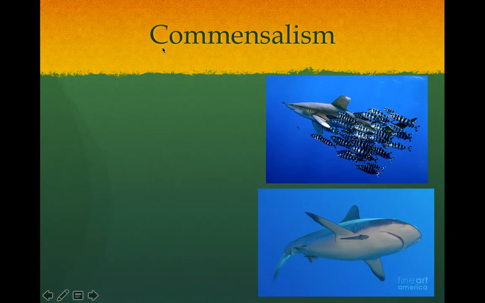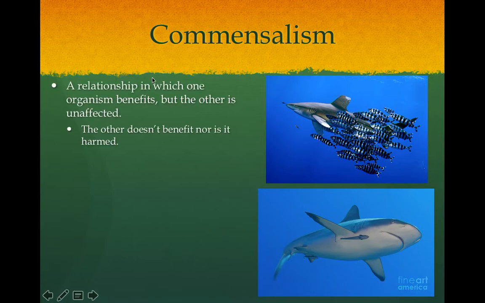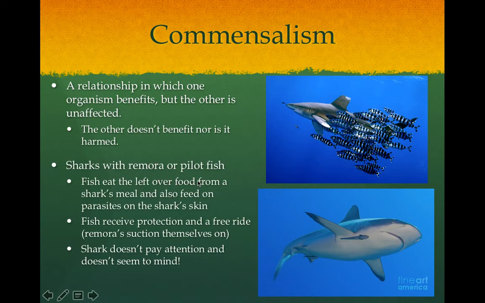So moving on to commensalism. This is the one where one species is benefiting and the other one does not get affected. So the one that doesn't get affected is just like, whatever, I don't care. So the shark and the remora fish are the pilot fish.